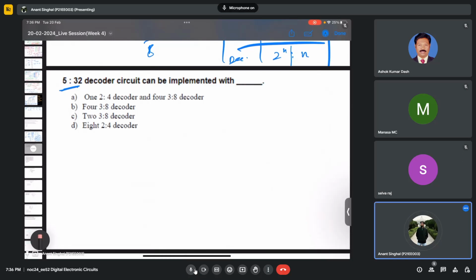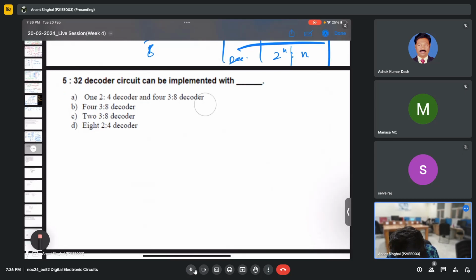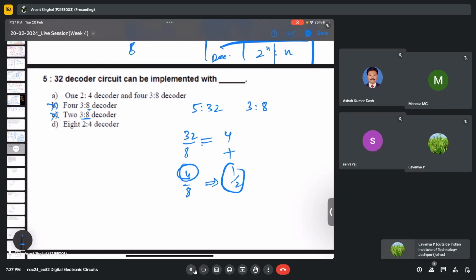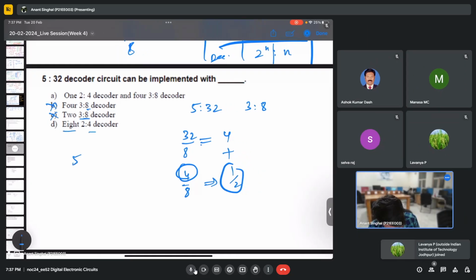Any answers? So we have 5, 5 by 32. Let's try it with the larger option first, that is 8. So let's say we have 3 cross 8, so I'm doing 32 by 8, so this will be 4. This is half, so it will be 4 plus something, so this is not correct. 2 is obviously not correct, we need more. 8, 2 cross 4, so let's try for 2 cross 4 also. 32 by 4, that is 8, by 4, that is 2, so it will not be 8.